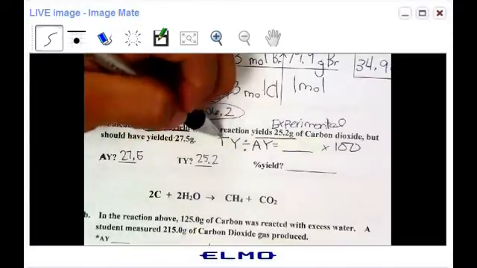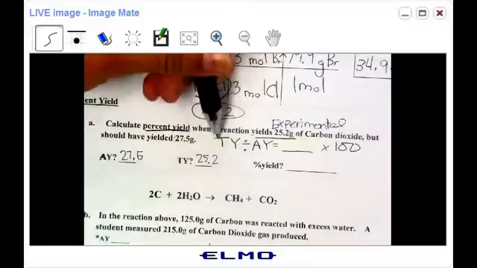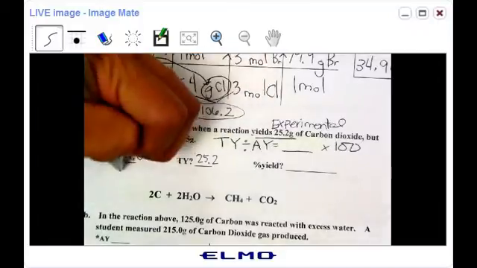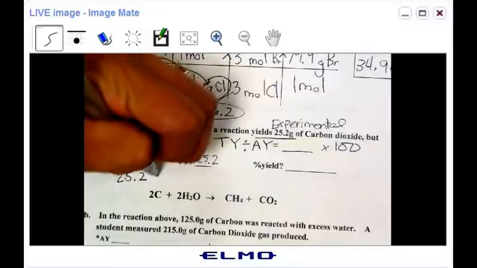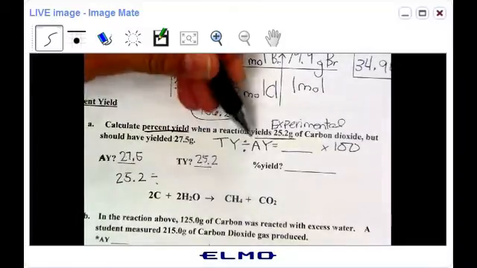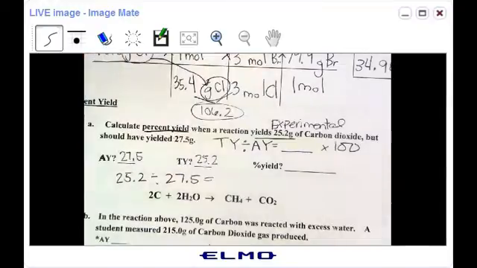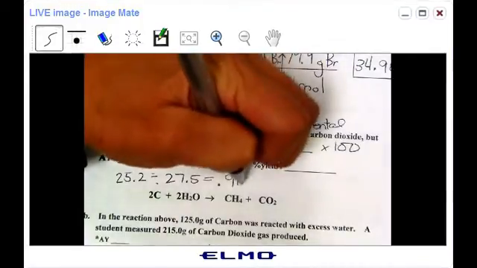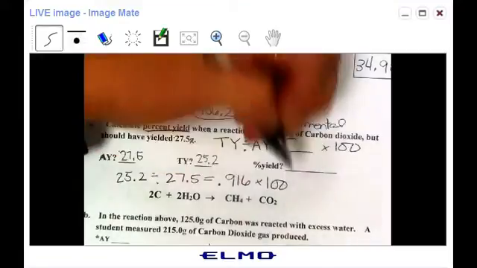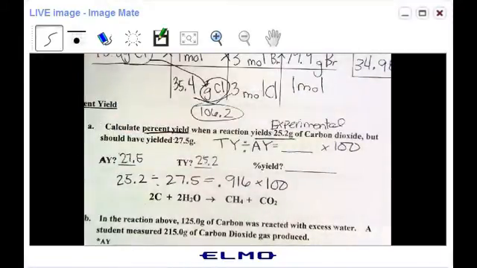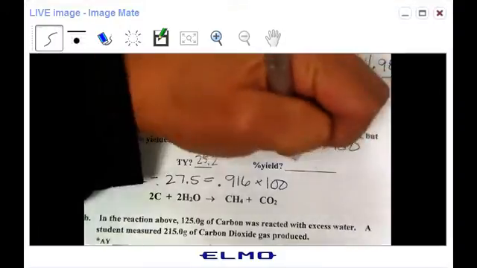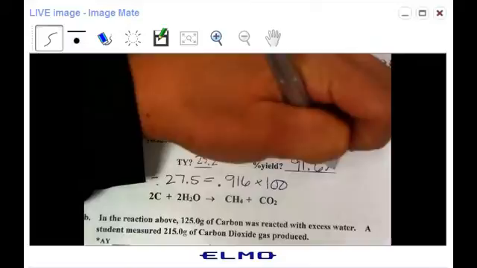Okay, here's the formula. Theoretical yield, or whatever you got by experimenting, which was 25.2. Divide that by my actual yield, which was 27.5. That gives me 0.916. Multiply that by 100 to get your percent. 91.6%.